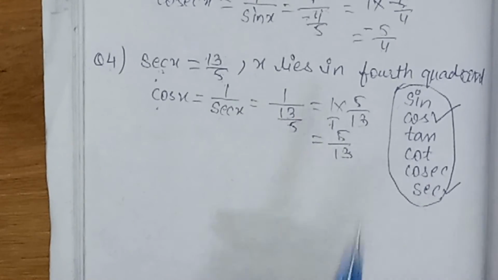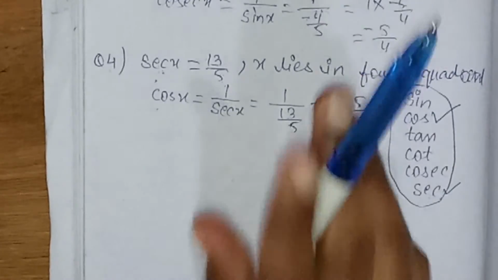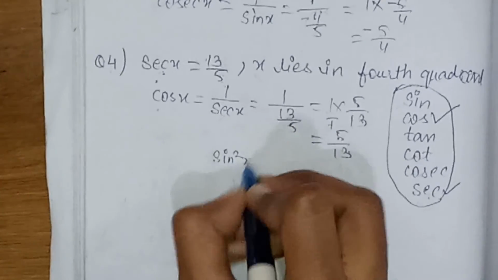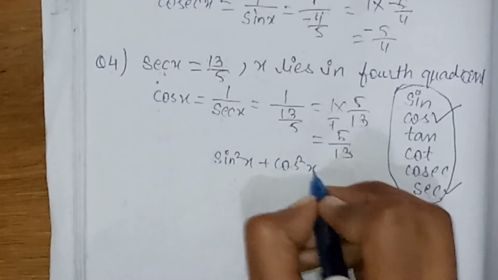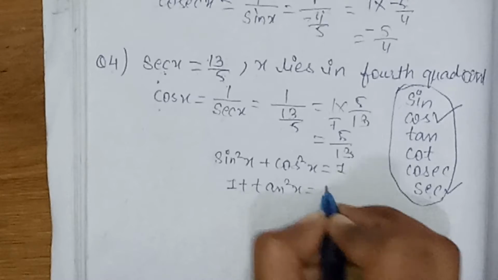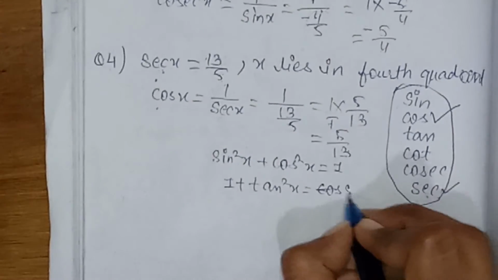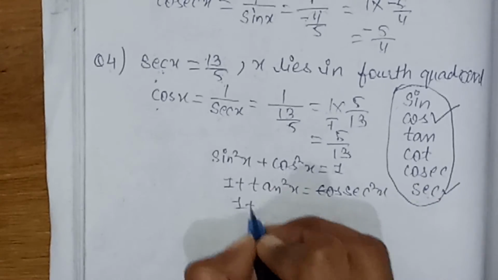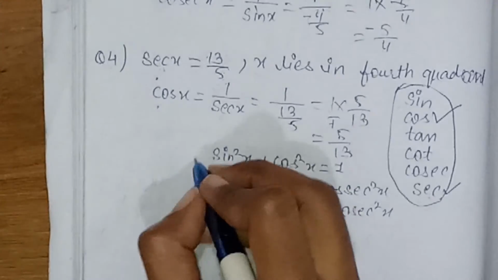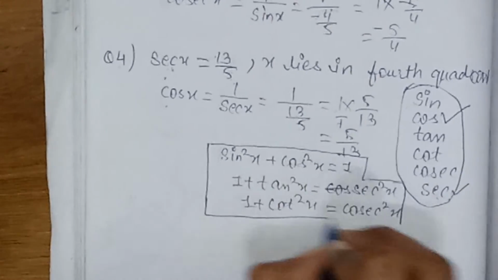How can we find them? As I've said, if you don't know what to do next, use the trigonometric equations, the 3 trigonometric equations. I'm going to write them again over here so it will be easy for you to remember. Sin square x plus cos square x is 1, 1 plus tan square x is equal to secant square x, 1 plus cot square x is equal to cosecant square x.